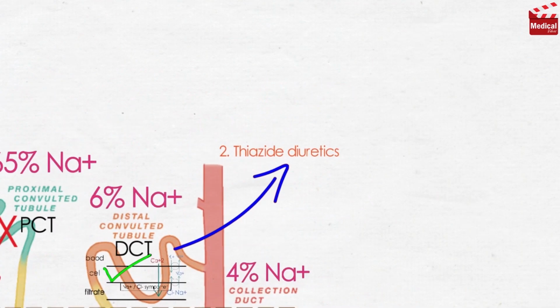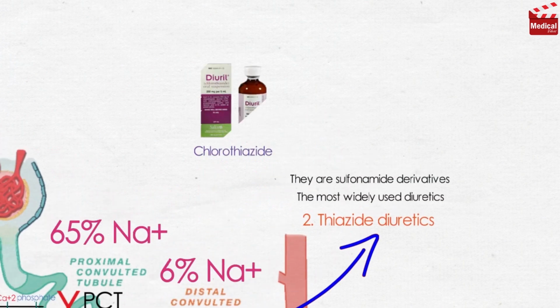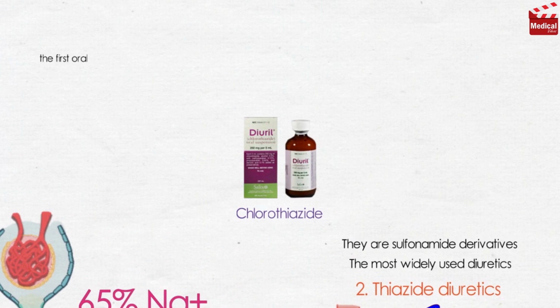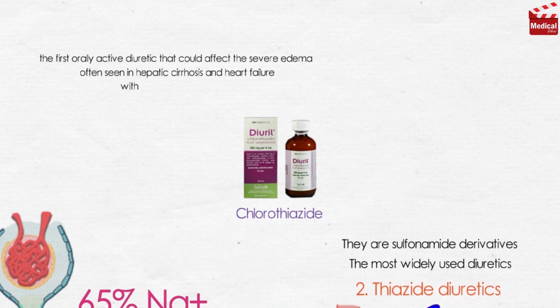The thiazides are the most widely used diuretics. They are sulfonamide derivatives, such as chlorothiazide, which was the first orally active diuretic that could affect the severe edema often seen in hepatic cirrhosis and heart failure, with minimal side effects.